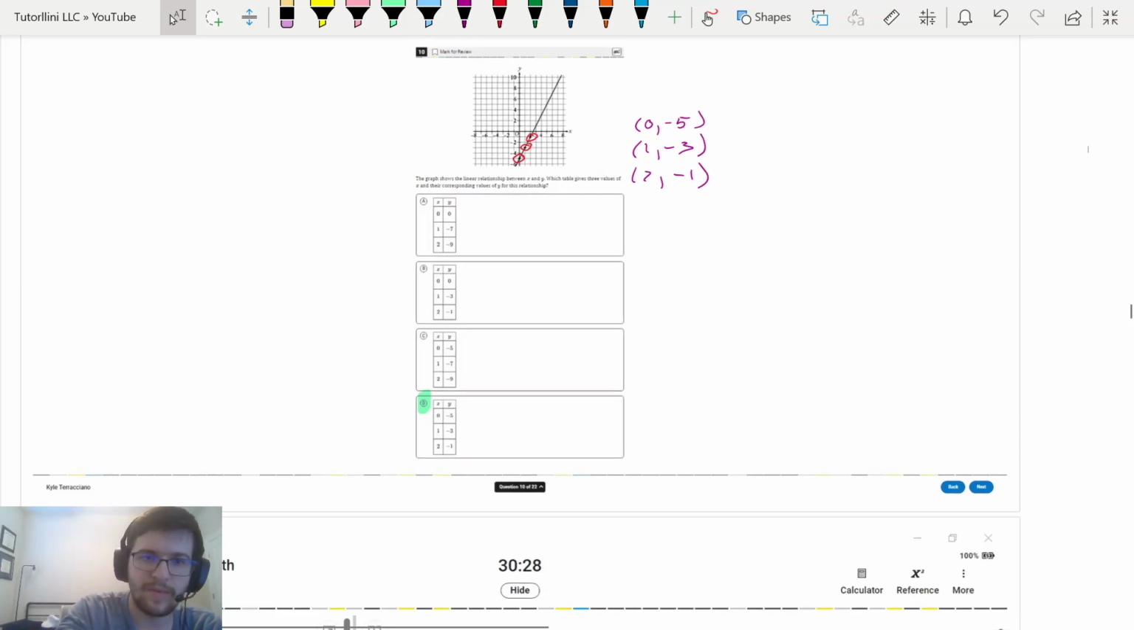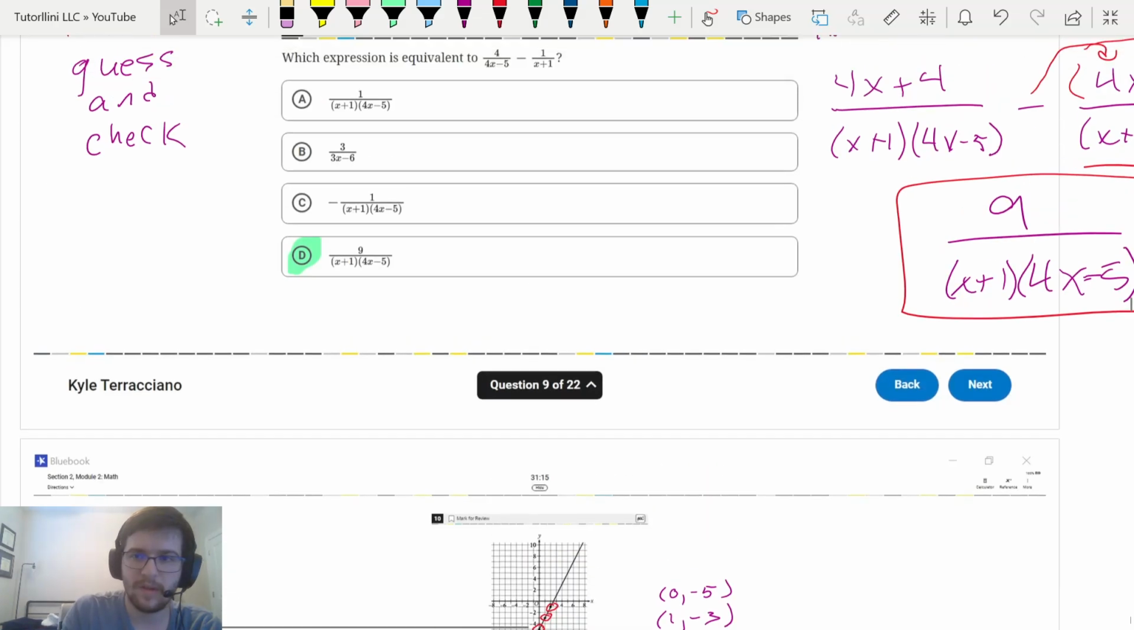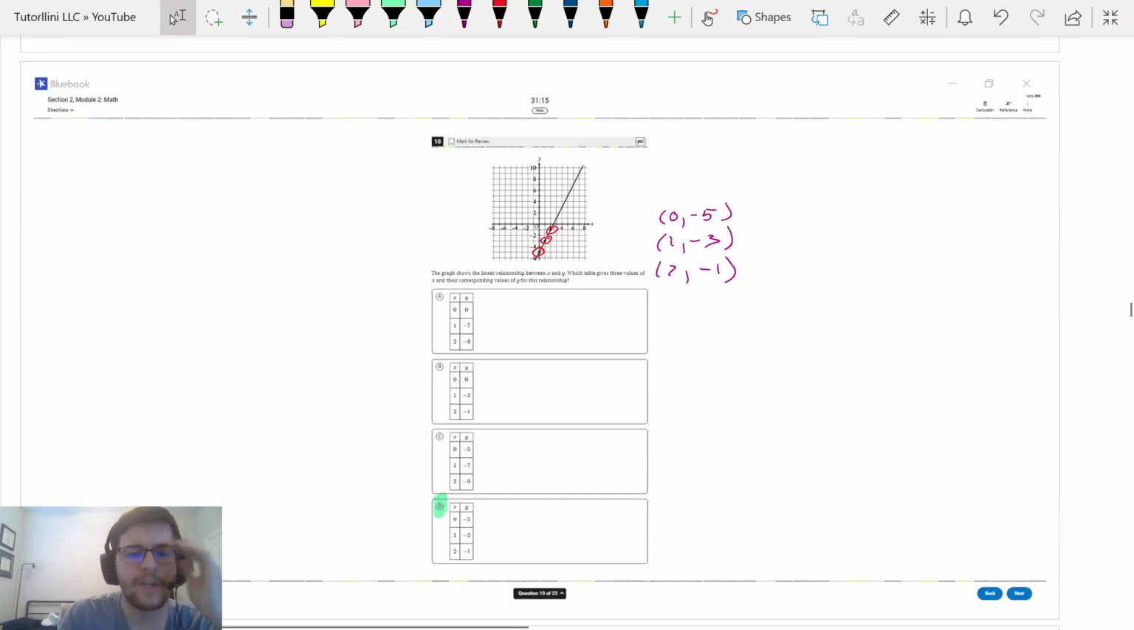Let me just zoom in properly again. Okay, great. So 10 is D. We just circled the points that they dotted for us, and then we read the XY axis. So that's it.